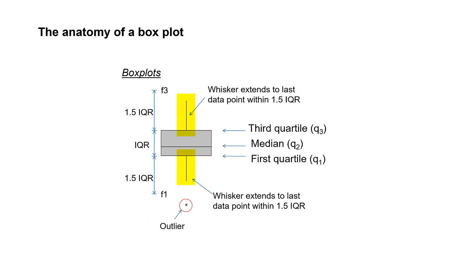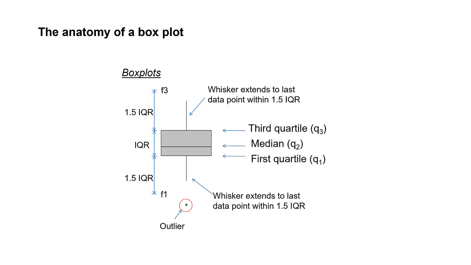Now we have these whiskers that extend from the middle of the box vertically, and they go to the last data point within 1.5 IQR, so below the upper fence, or F3. So that vertical whisker on top goes all the way to the last data point that's below F3. The bottom whisker similarly extends down to the last data point that's above our lower fence, and that's how we can set up this box plot.